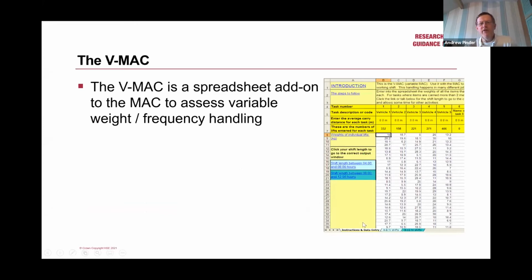So as a result, I developed the VMAC as a way of assessing variable handling, and it's basically a spreadsheet which you can use with the MAC to assess variable weight frequency handling. And there's various tabs. There's three tabs you can see, one of which is where you put your data in, and then there's two results tabs, one for shifts up to 8 hours and one for shifts between 8 and 12 hours. There's no real difference. It's just to make it easier to see what's on the different tabs.